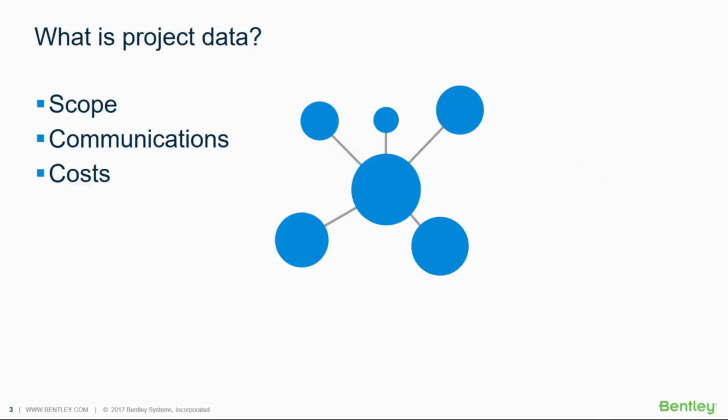So to start, what is project data? Project data comes in many forms and is literally all around you. Everything that happens in the project in terms of scope, communications, and costs should be tracked and kept, because when you have all that project data, you can do so much with it. I'm going to go into each one of these categories and talk a little bit about those.